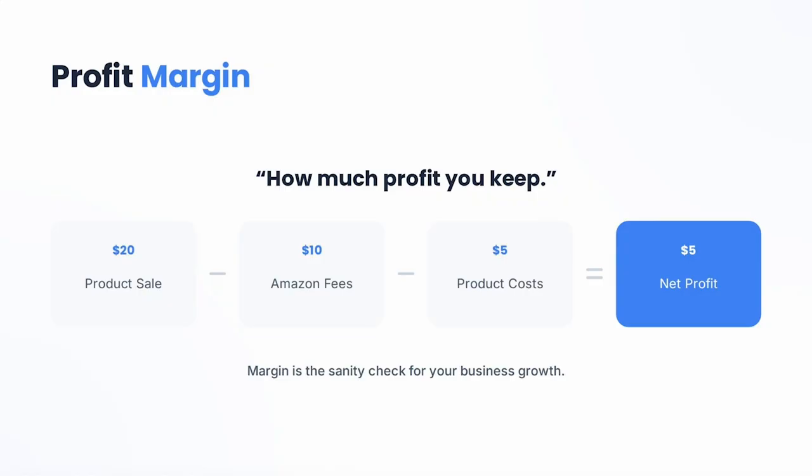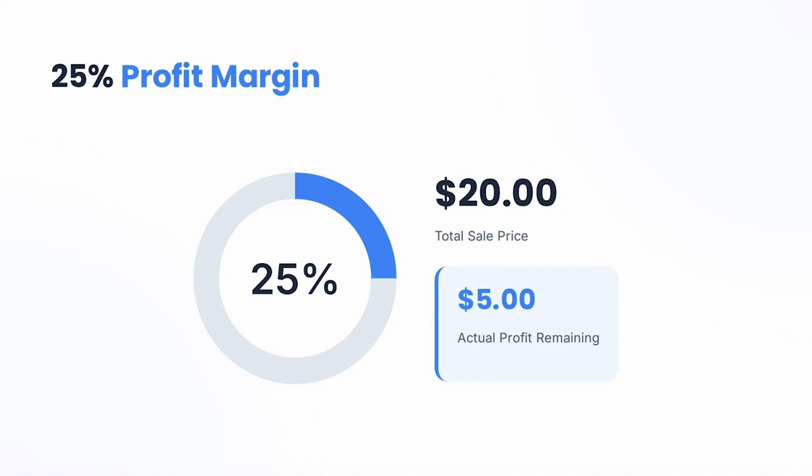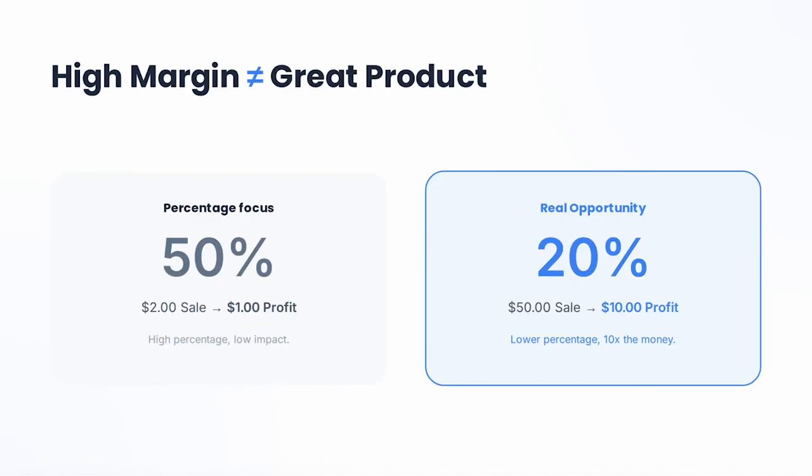Profit margin shows how much profit you keep from each sale after fees and costs. So for example, if a product sells for $20 and you make $5 profit, that's a 25% profit margin. But here's something important to understand too. A high profit margin itself does not always mean it's a great product, right?